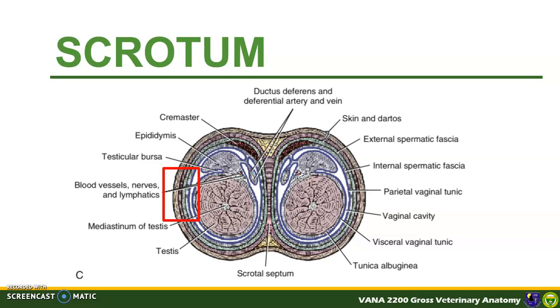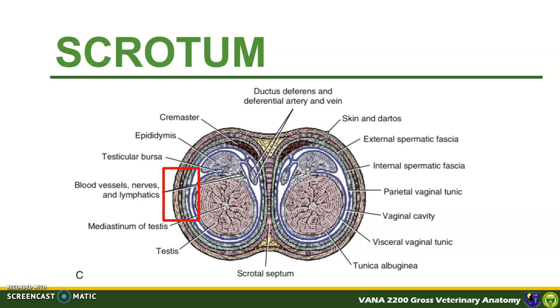The spermatic fascia is composed of the external and the internal spermatic fascia. The external spermatic fascia is an extension of the external abdominal oblique fascia, while the internal spermatic fascia is an extension of the transversus abdominis fascia. Remember that the said muscles were parts of the abdominal muscles. Also included in some textbooks is the cremaster muscle. This is an extension of the internal abdominal oblique muscle.